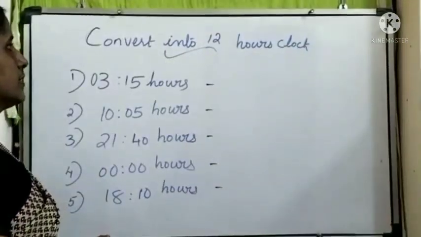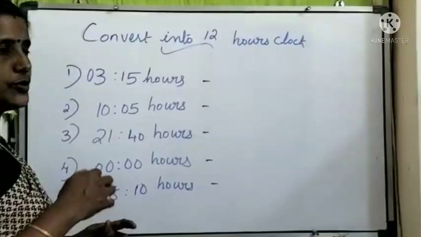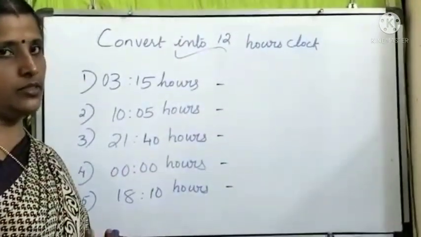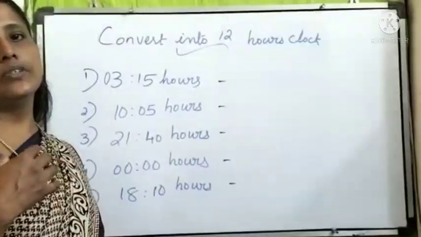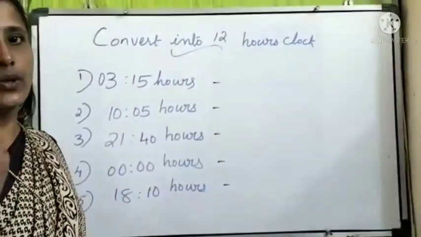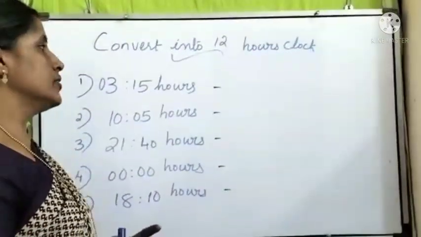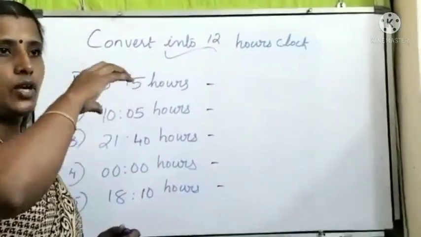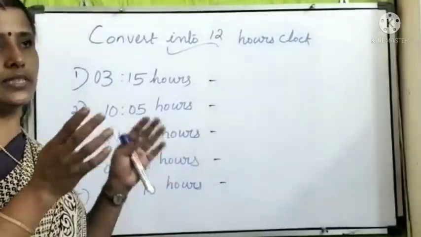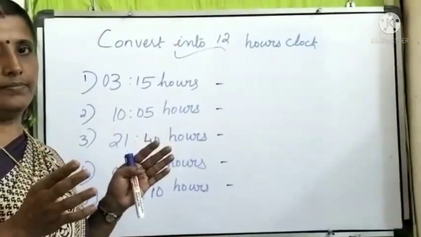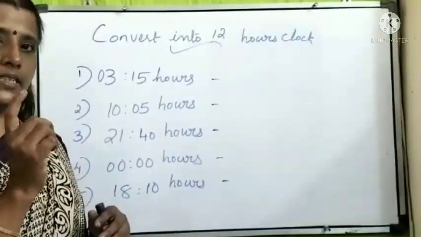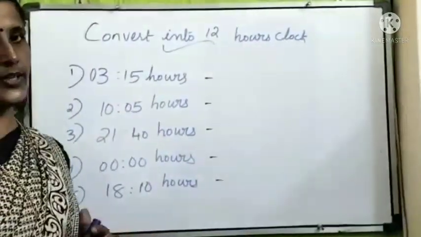Next is convert into 12 hours clock. So here the given time is in 24 hours clock. So we need to convert it into 12 hours clock. How can we do it? Here the morning time, that means 00 hours to 12 noon time, is the same in 24 hours and 12 hours. But there are some differences in the mentioning that I'll tell you here.